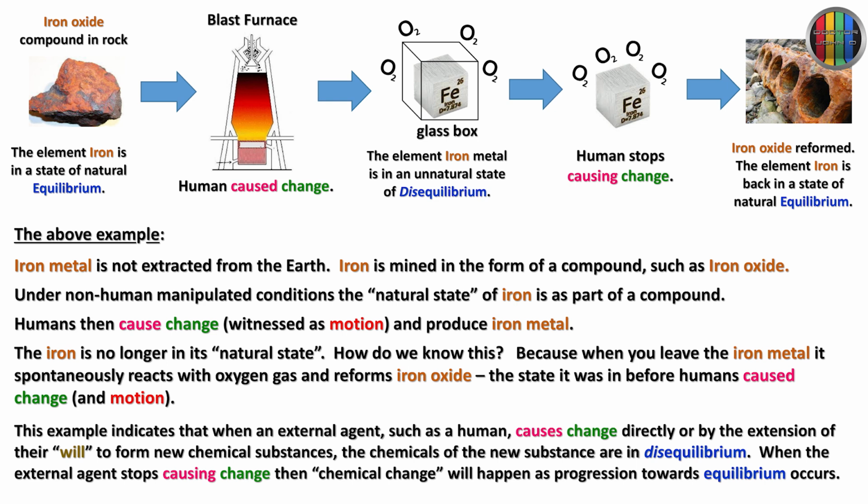This example indicates that when an external agent, such as a human, causes change directly or by the extension of their will to form new chemical substances, the chemicals of the new substance are in disequilibrium. When the external agent stops causing change, then chemical change will happen as progression towards equilibrium occurs.